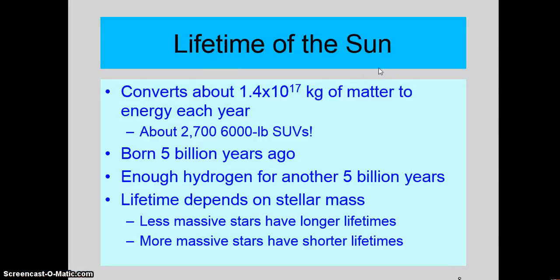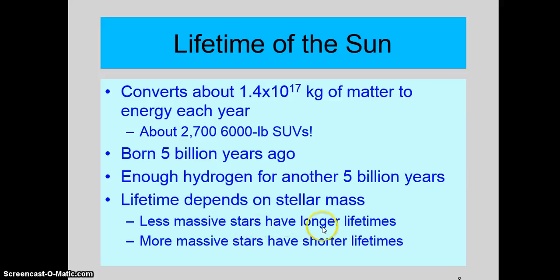Okay, so a thing that is a little non-intuitive is that less massive stars last much longer than really massive stars. Some stars that are maybe 10 to 15 times the mass of the sun have much shorter lifetimes. So the sun is expected to live for about 10 billion years. Some really massive stars are maybe going to last a billion years or even less, hundreds of millions of years.